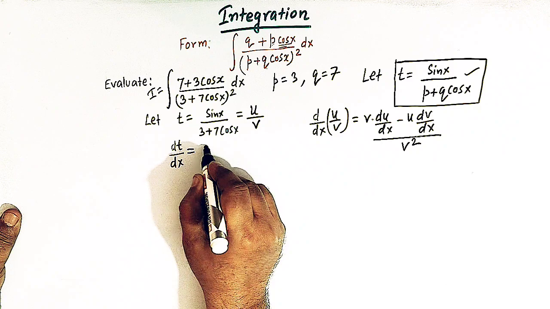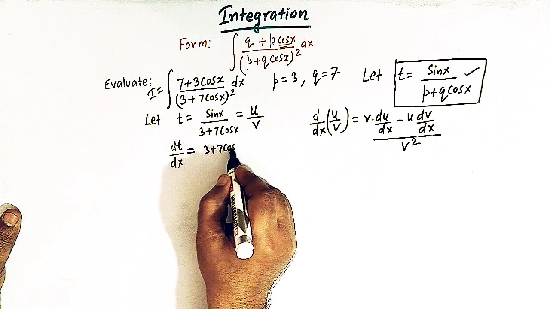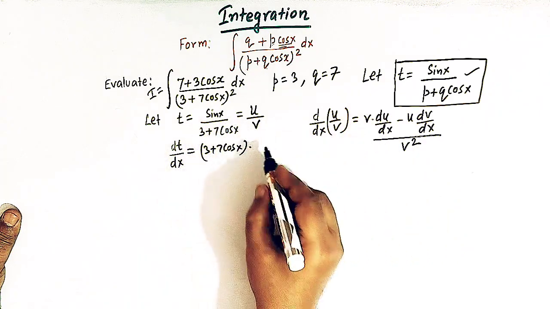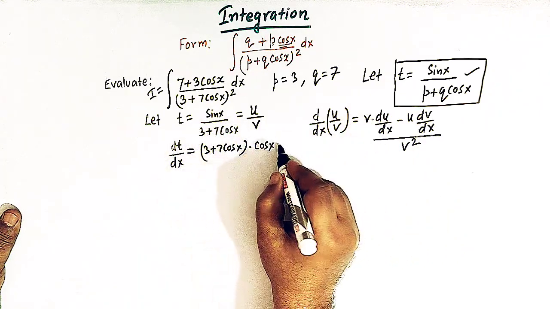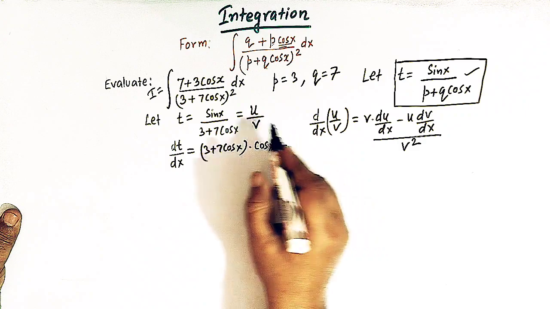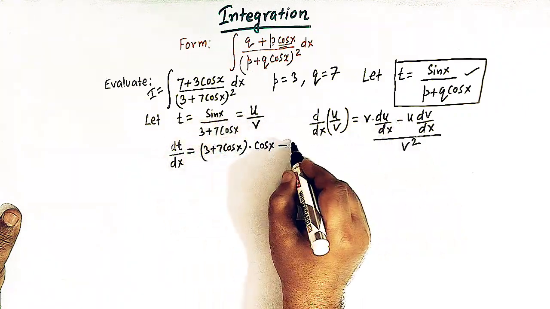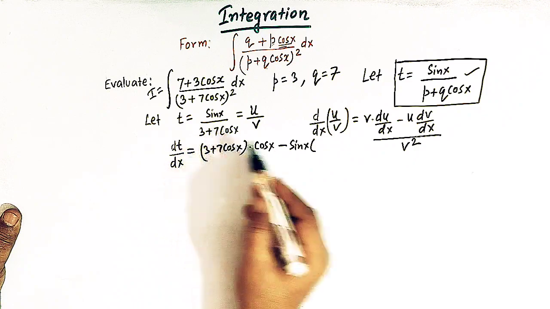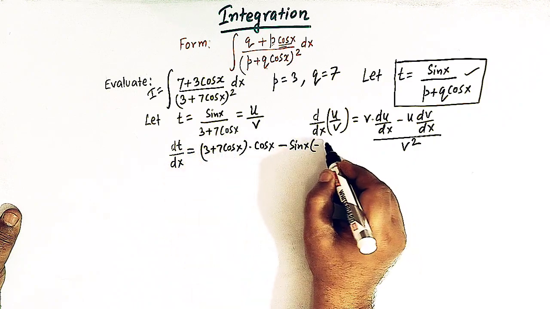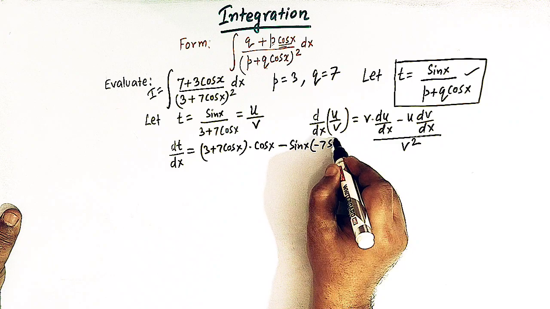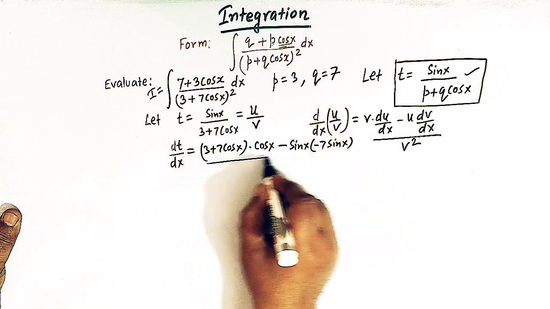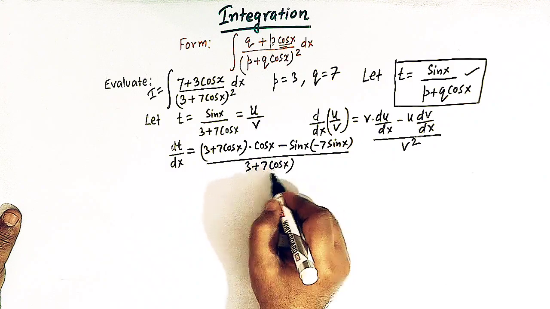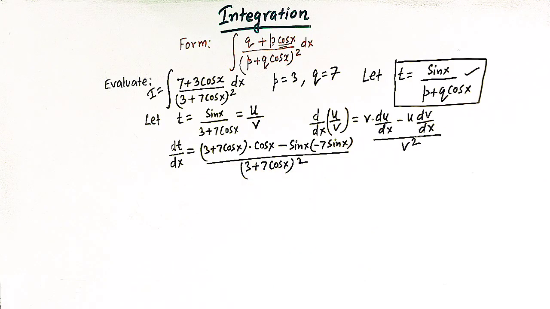So now we have 3 plus 7 cos x, and the derivative of u, that is sine x, is cosine x. Then we have here u, so u is sine x, and the derivative of 3 plus 7 cos x is minus 7 sine x, right? And in the denominator we have (3 plus 7 cos x) whole square.